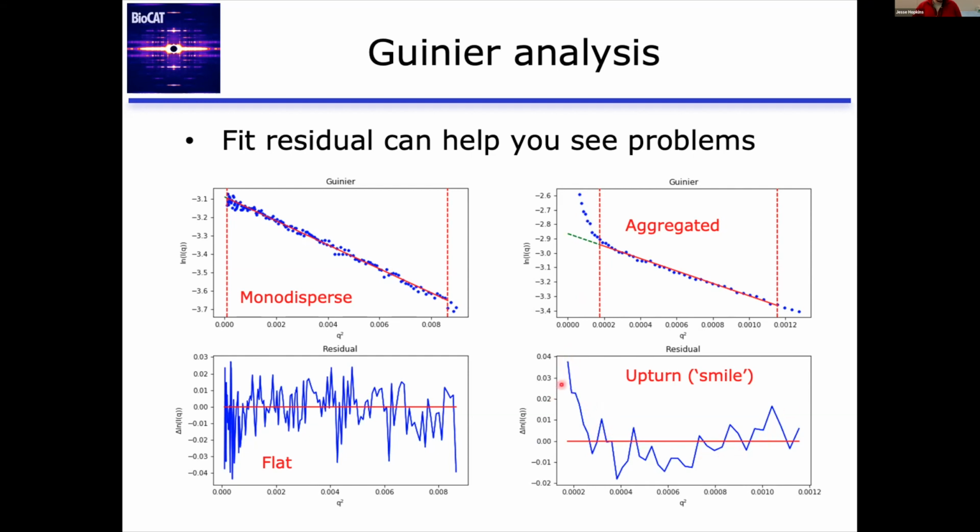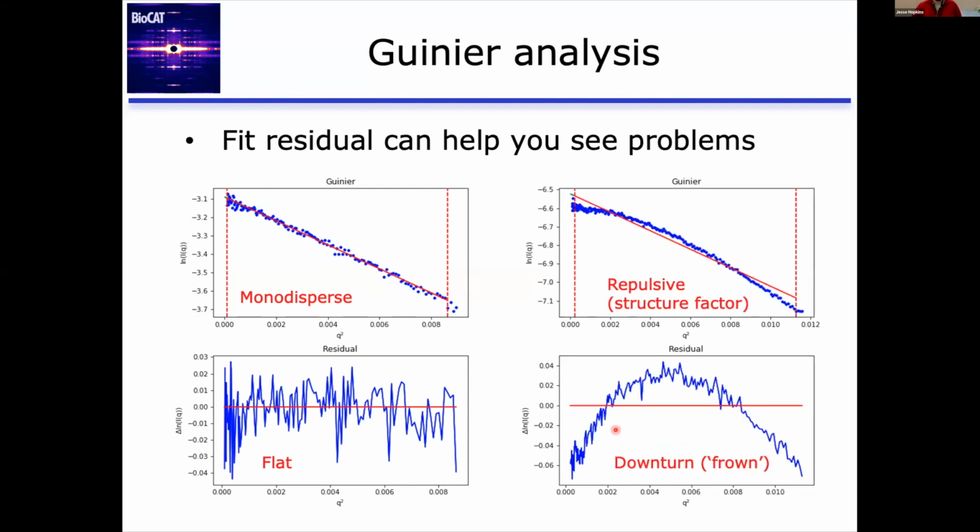It's especially elevated over here and a little bit over here, and it's a little below the 0 line in the center. This kind of upturn or smile in the residuals, as we sometimes refer to it, is very indicative of aggregates in your sample. And I should say when I say aggregates here, it could be non-specific aggregation, or it could be multiple oligomers existing in solution. It's indicative of the presence of larger species in solution. So this is one thing to keep an eye on.